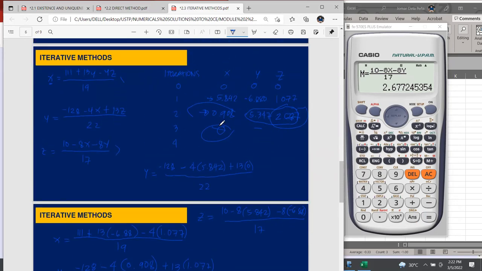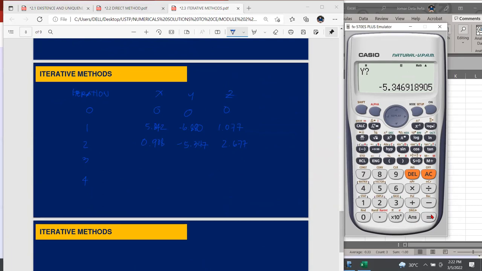Okay, we see 5.347, 2.677, and 0.908. Then the next value is 1.620 for X. For Y, we have negative 4.531. For Z, we have 1.958. Gauss-Seidel is easy on the calculator. Next, we have 2.33, 330, 5.085, and 1.885. It converges, okay? Just keep pressing equals.